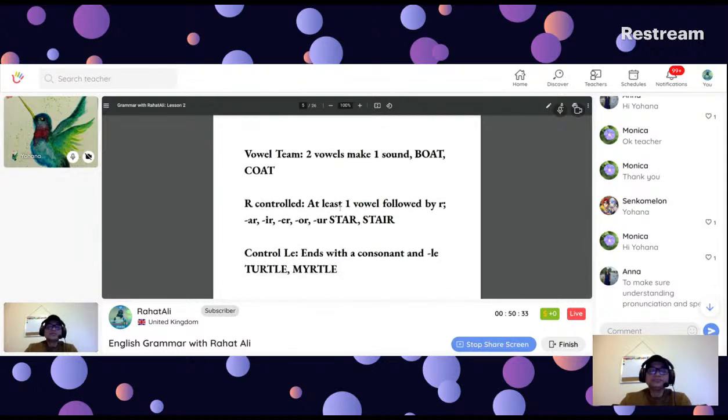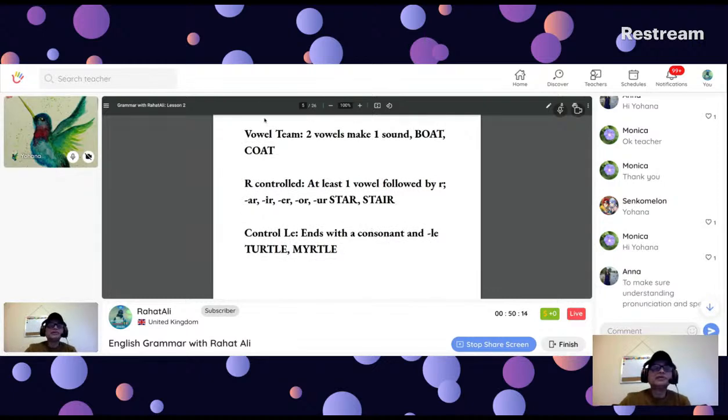And R control. R control means there are thousands of English words where you can find R, and before that there is a vowel sound. That is maybe AR, IR, ER, OR, all the vowels, A, E, I, O, U. Some examples are star and stare.